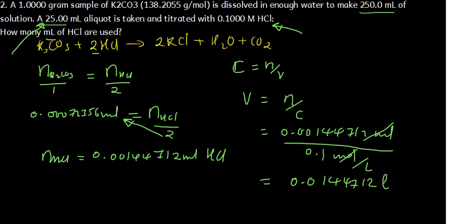Now the question is asking for milliliters of hydrochloric acid. So to convert this, when you are converting from milliliters to liters, you multiply by 10 to the power negative 3. When you are converting from liters to milliliters, just multiply by 10 to the power positive 3. The decimal point is going to move 3 times: 1, 2, 3. So that will be 14.47 milliliters of what? Hydrochloric acid. So that would be the answer in that case.